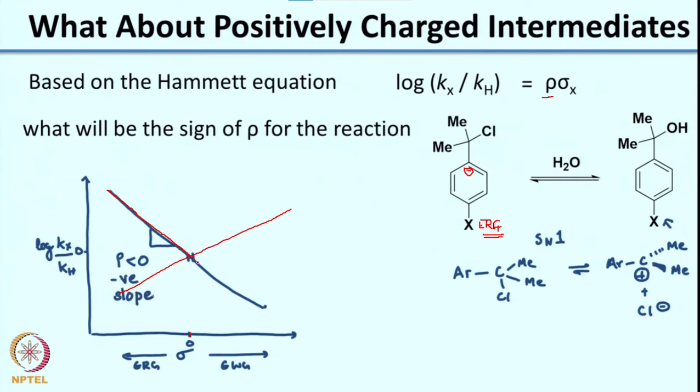As we move towards the electron withdrawing group, the slope lowers down. That means destabilization is taking place in the reaction. Understood? I hope all of you are clear here.